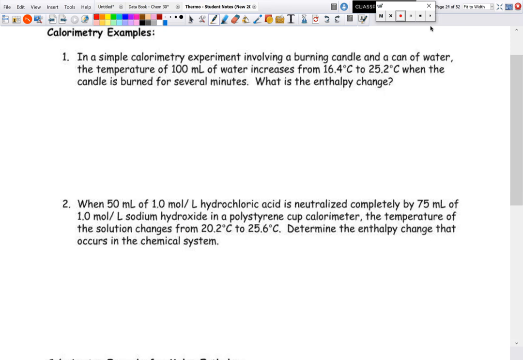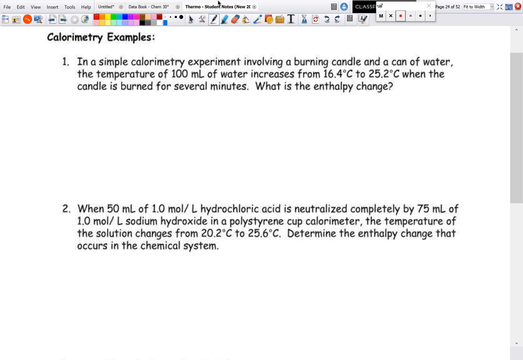Alright, so let's look at our first calorimetry example, using our formula there. It says here, in a simple calorimetry experiment involving a burning candle and a can of water, the temperature of 100 milliliters of water increases from 16.4 to 25.2 degrees Celsius when the candle is burned for several minutes. What is the enthalpy change?